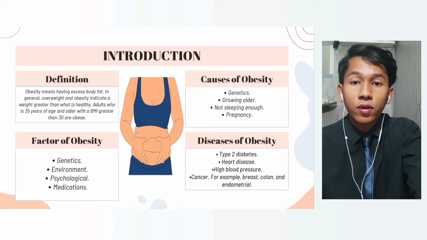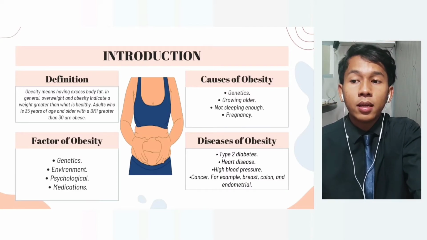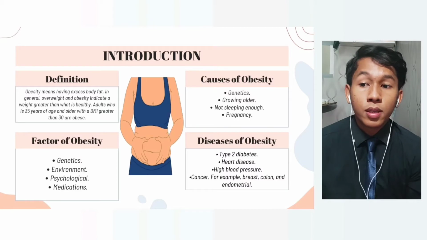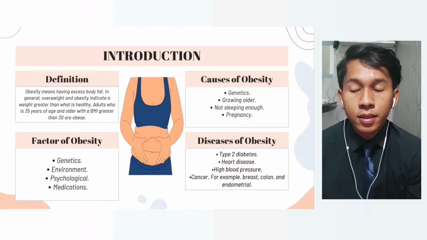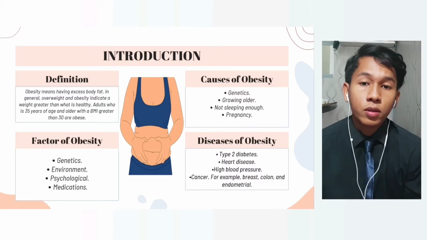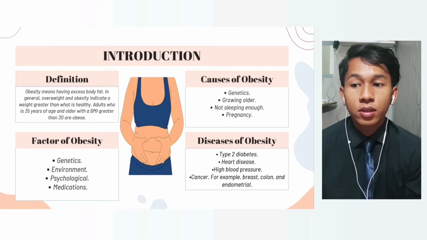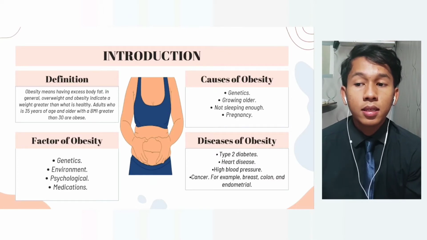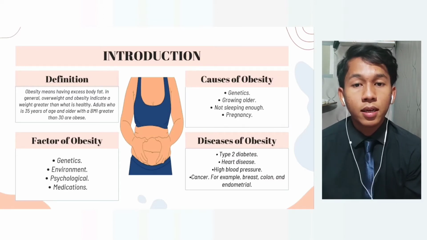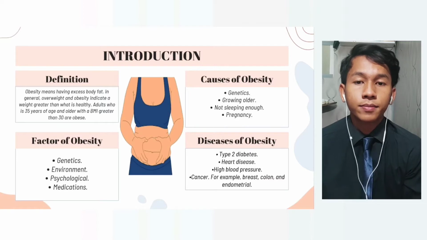Lastly, of course, obesity is a chronic disease. These are the types of disease that can occur if we have obesity. First is type 2 diabetes. Second is heart disease. Third is high blood pressure. And lastly is cancer, for example breast cancer, colon cancer, and endometrial cancer.